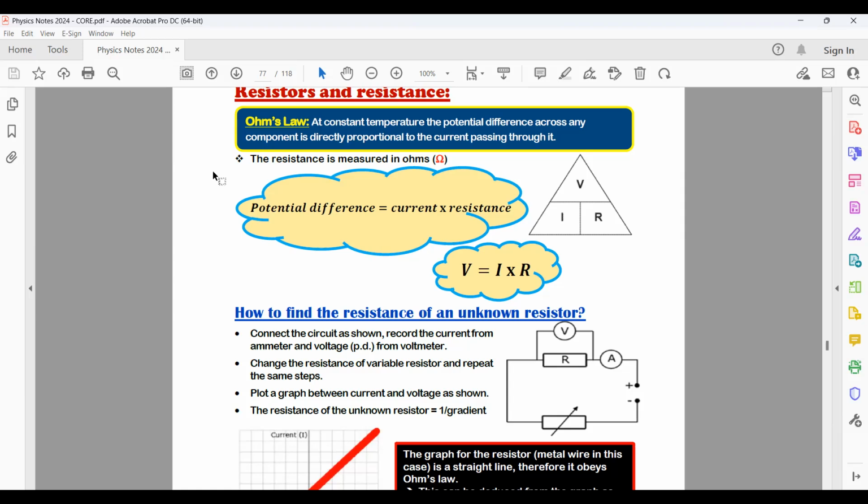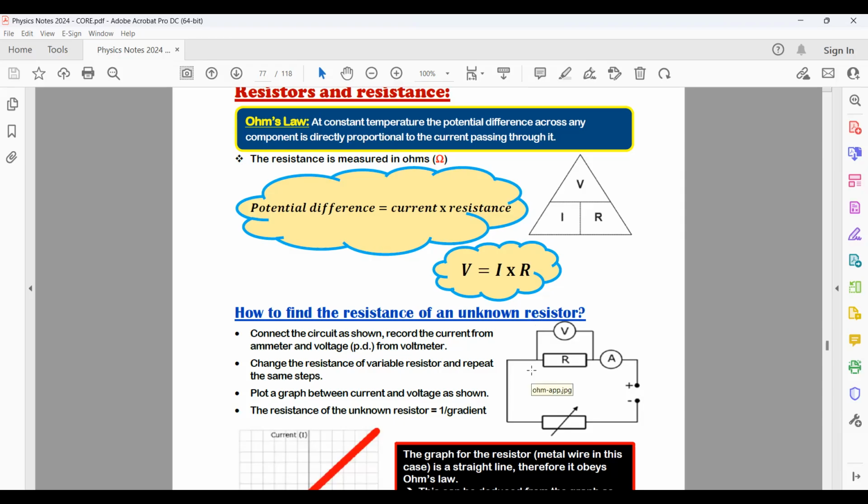And you also must know that the resistance is measured in ohms and it has the letter omega. If you don't know how to draw the letter, you can just write it OHMS. In order to measure the resistance of a component, we have to measure first the current using an ammeter flowing through this component and the potential difference across this component.